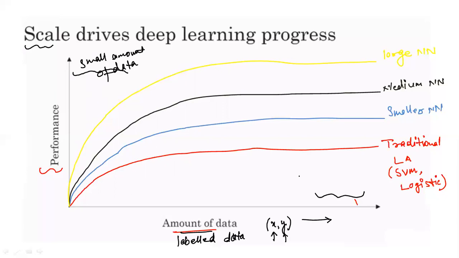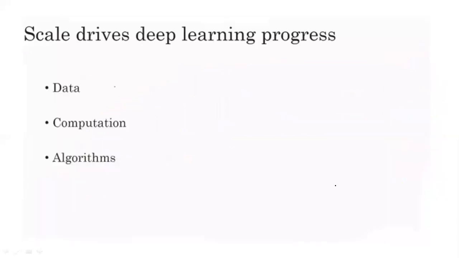But when we are in this region, where we have a very large amount of data, then generally the larger neural networks or the medium-sized neural networks perform much better than the traditional learning algorithms. Okay, so now, as I have already been saying, scale, by which we mean the amount of data, plays a very vital role in the performance of the learning algorithm.